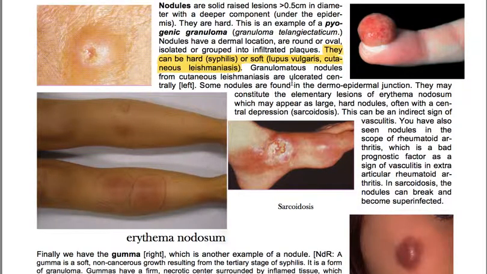Some nodules are found in the dermo-epidermal junction. They may constitute the elementary lesions of erythema nodosum, which may appear as large hard nodules, often with a central depression, or sarcoidosis. This can be an indirect sign of vasculitis. I've also seen nodules in the scope of rheumatoid arthritis, which is a bad prognostic factor as a sign of vasculitis and extra-articular rheumatoid arthritis. In sarcoidosis, the nodules can break and become superinfected.